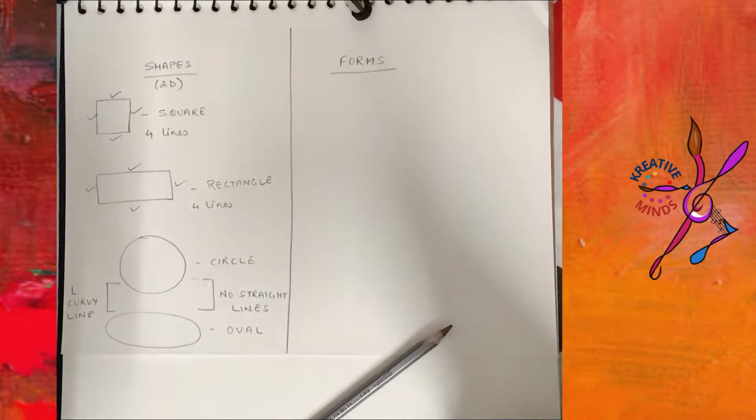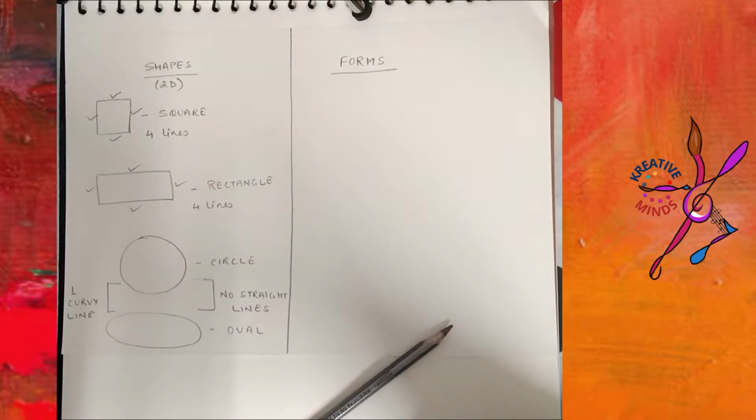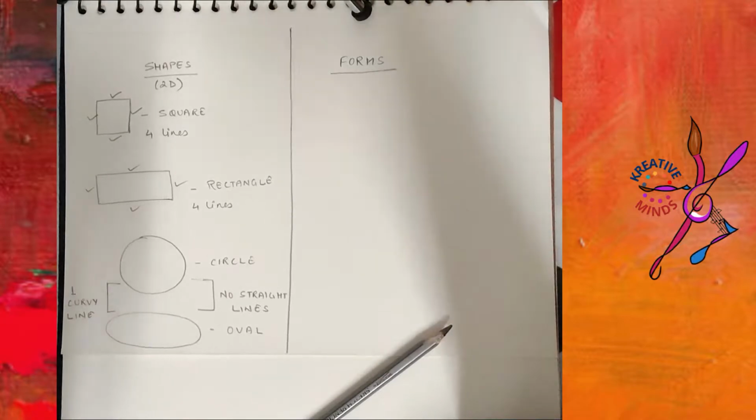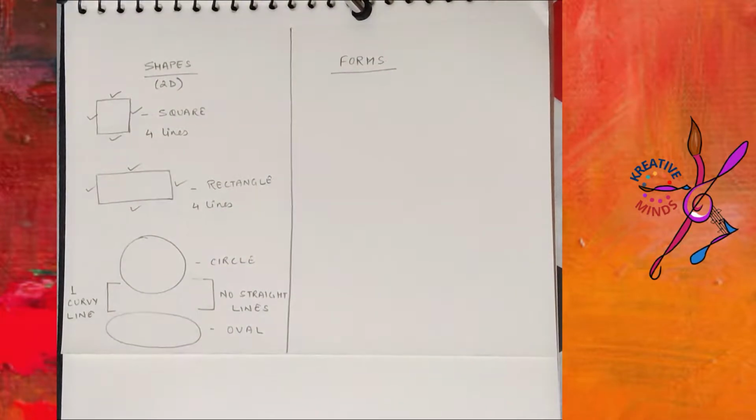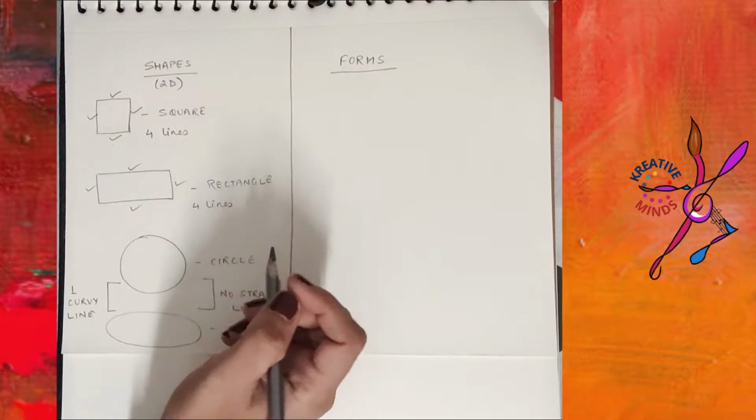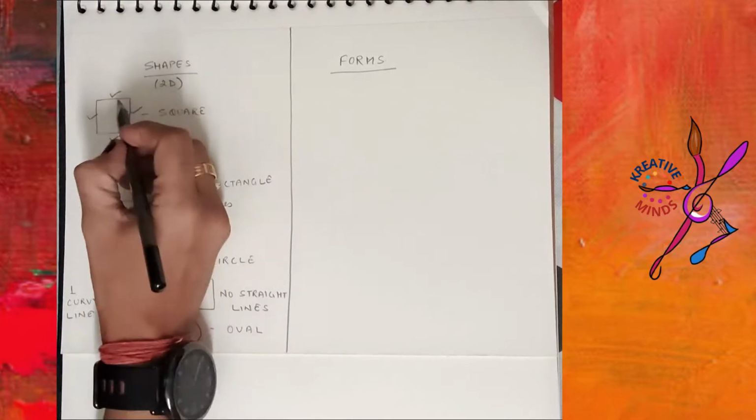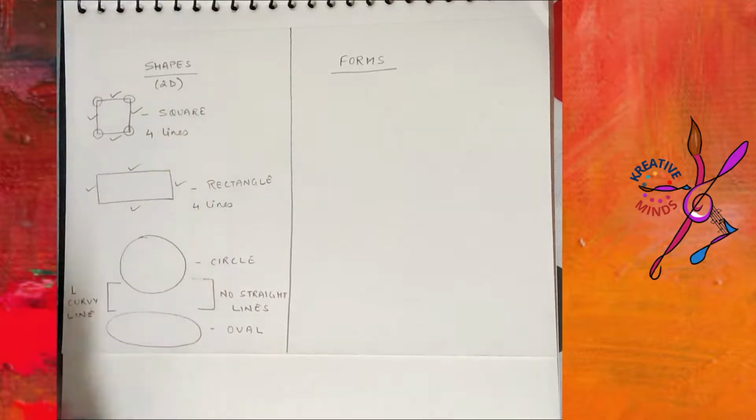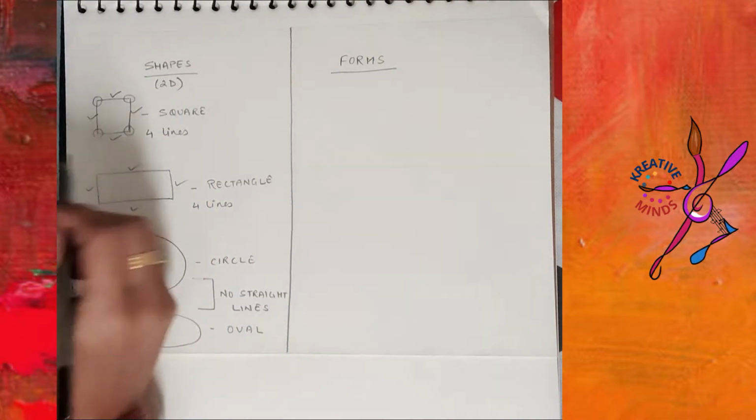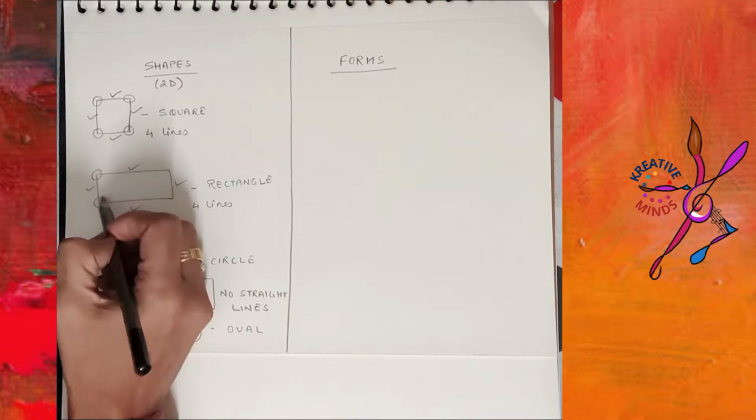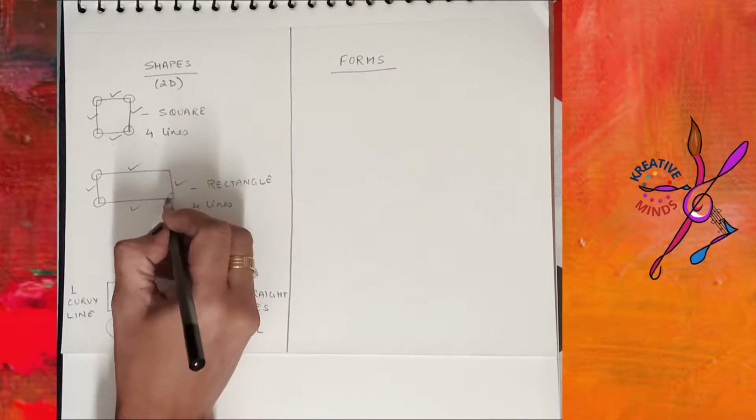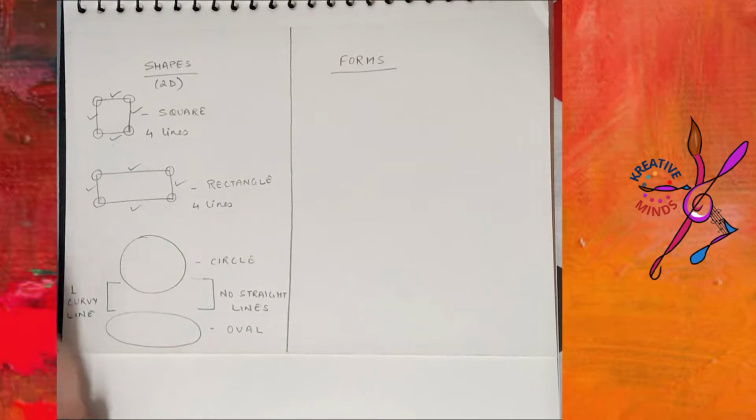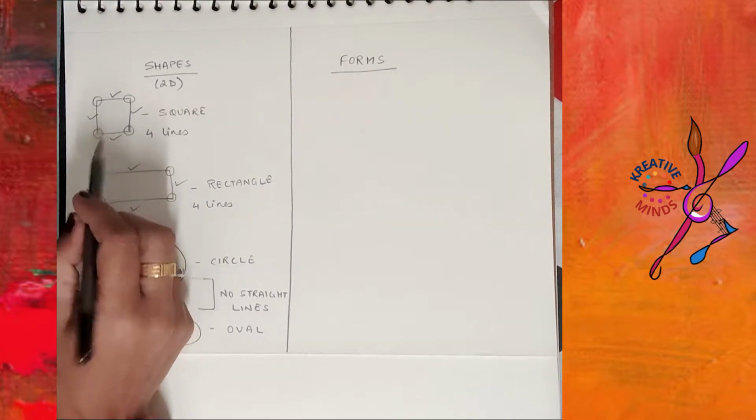Now I see one more difference. The corners. Exactly. Very good. The corners. Now this is a square: 1, 2, 3, 4. But the curvy circle and oval have no corners. Absolutely correct. Now a square and a rectangle have got corners.